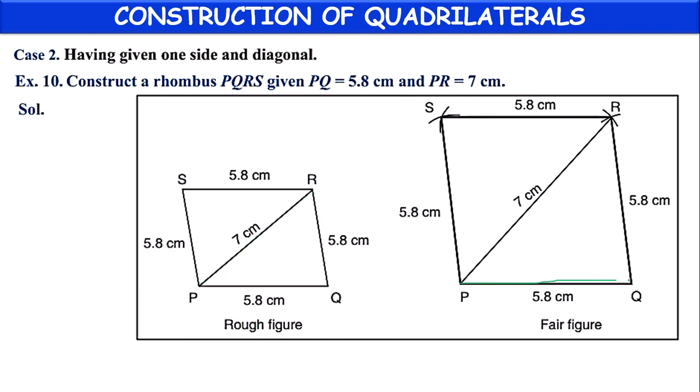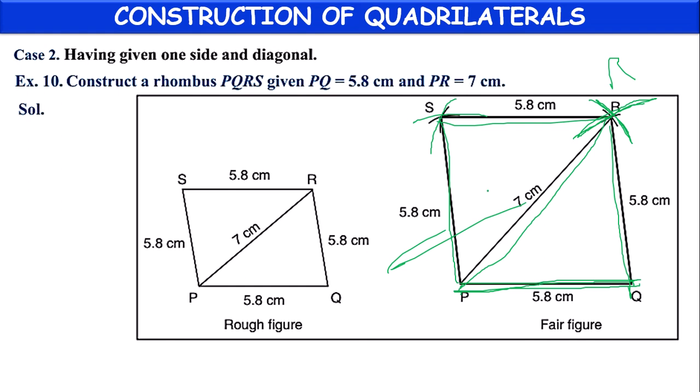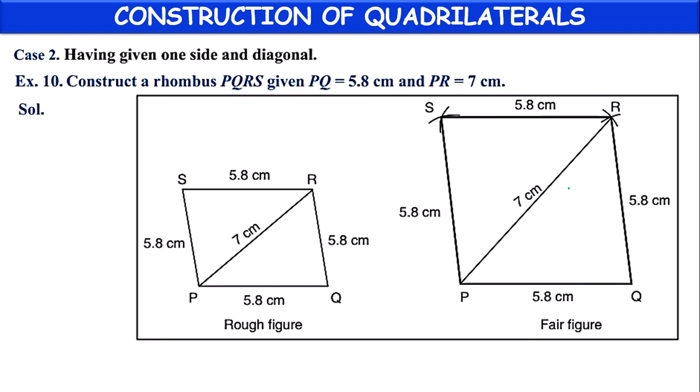First, we will draw one side, 5.8 centimeter. Next, with 5.8 centimeter, we will draw an arc in the above portion from Q. From P, with 7 centimeter radius, we will cut that previous arc. We will note the point as R, join QR, join PR. Next, from R, with 5.8 centimeter, draw an arc. From P, 5.8 centimeter, draw another arc. Join RS, join PS. You will get the rhombus. Similar steps of construction, children, same like parallelogram only.